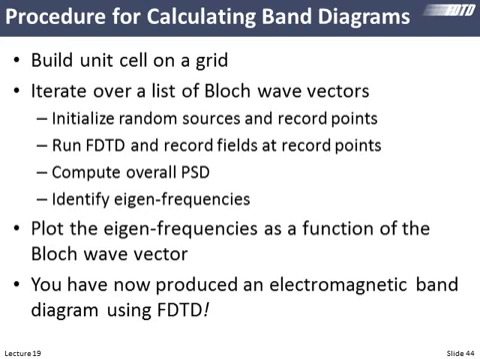We add up all of the power spectral densities from each of our record points, so we have an overall power spectral density, and it's the peaks in that we identify as the eigenfrequencies. Then we go to our band diagram and we plot those eigenfrequencies directly over our Bloch wave vector. And we repeat that for all the Bloch wave vectors, and we've constructed an electromagnetic band diagram using finite difference time domain.